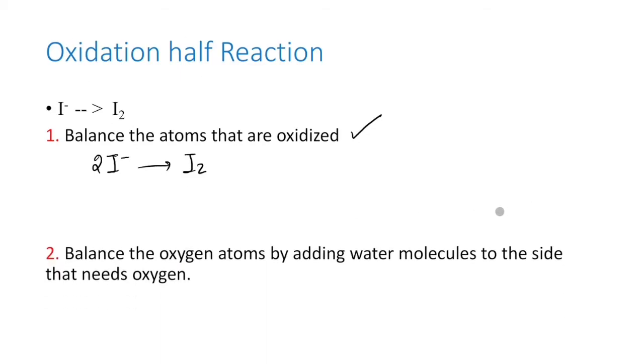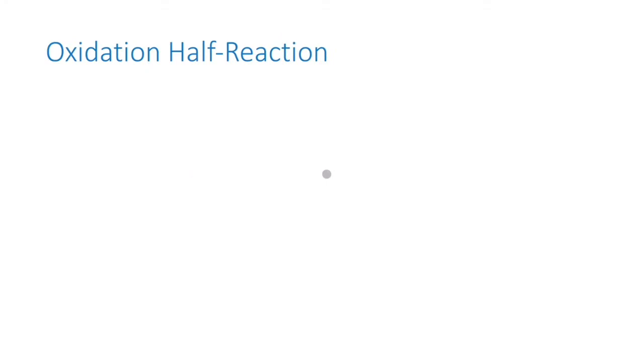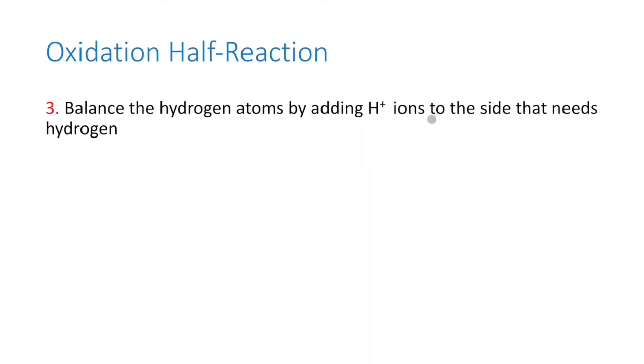Now the second step, as in the reduction half reaction, we need to balance the oxygen atoms by adding water molecules. Okay, we don't have oxygen atoms here, so we will go to the next step. We don't need to balance oxygen atoms, so we don't need to add water molecules. The third step, as before, we balance the hydrogen atoms by adding H plus ions. But we don't have hydrogen atoms, so we will go to the next one.